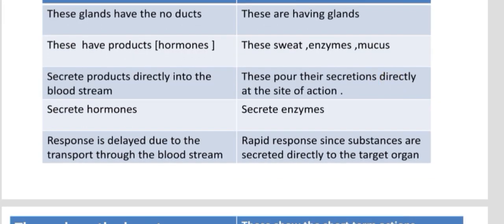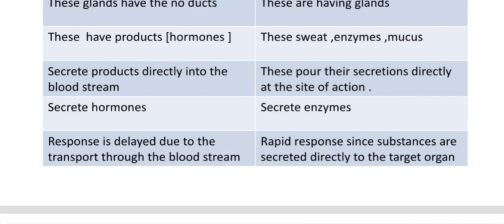Remember, the endocrine glands have no ducts and exocrine glands have ducts. What are the products from the endocrine gland? Means hormones. And what are the products from the exocrine gland? Means sweat, enzymes, mucus, saliva, etc.